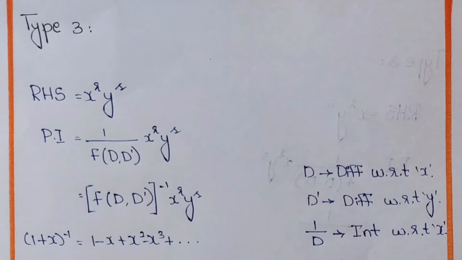So here we differentiate D with respect to x and D' with respect to y, and we can integrate 1 by D, that is when D is in the denominator, then we can integrate it with respect to x. Now we can see problems related to it.